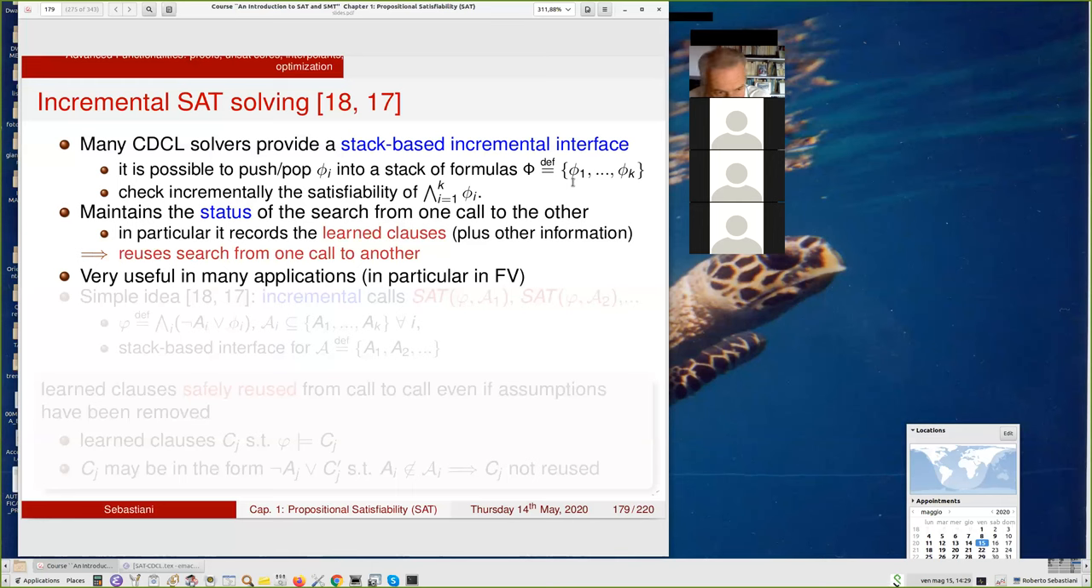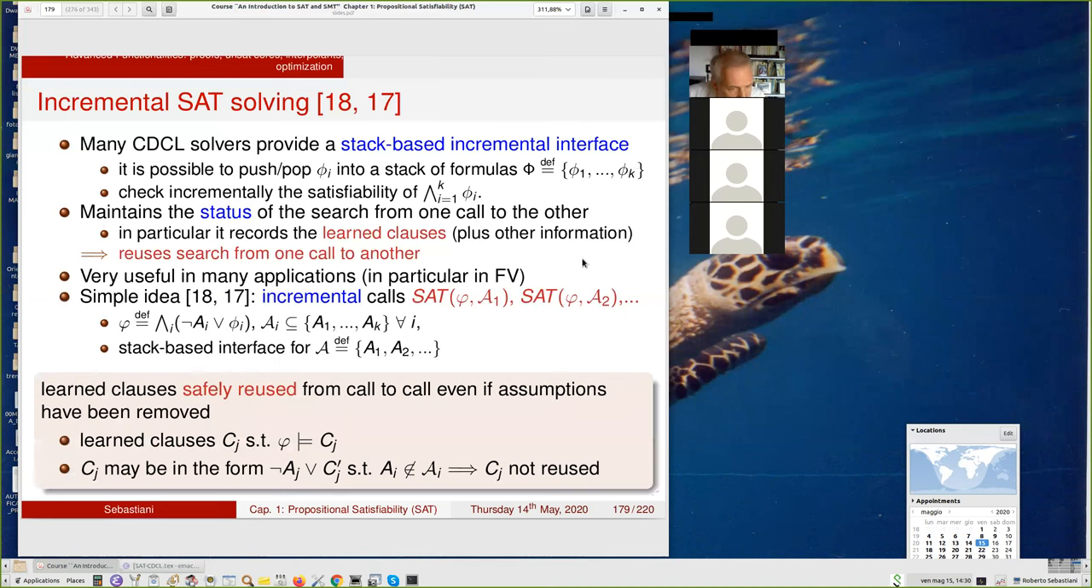Now think about that. If from a previous call I've only added some extra formula, so if I just push some new formula here, then I can reuse all the learned clauses I learned in the previous call, right? Well, I just want you to recall one very important fact, that all learned clauses in SAT are implied by clauses in the formula.